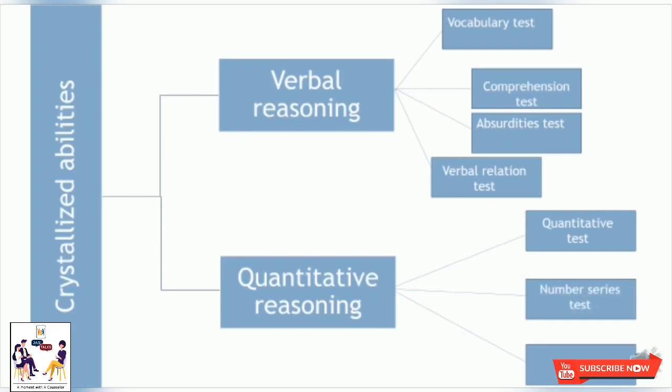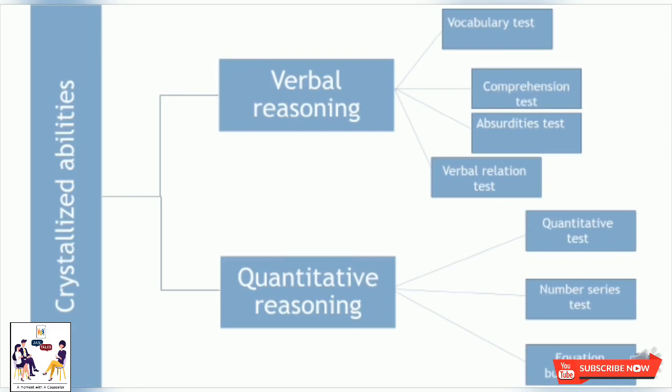The next test is the number series test. In the number series test, they may be asked to find the missing number in a series, like they may be given 2, 4, 8, find the next number. Likewise, the test follows. The next type is the equation building test. In the equation building test, the subject is asked to form an equation. They might be given a few numbers like 2, 3, 1. They have to form an equation from those numbers and symbols.